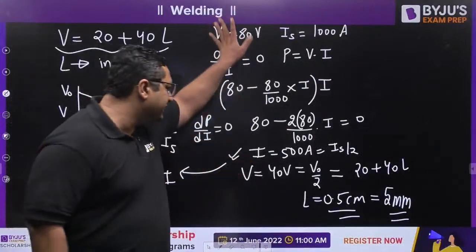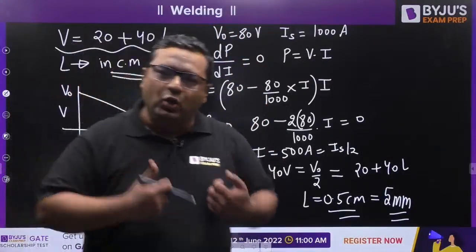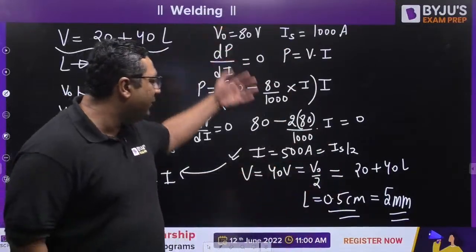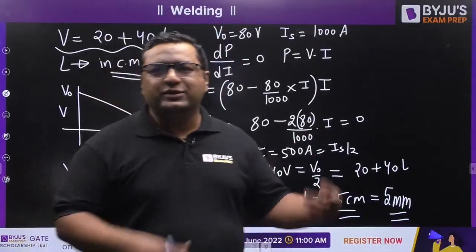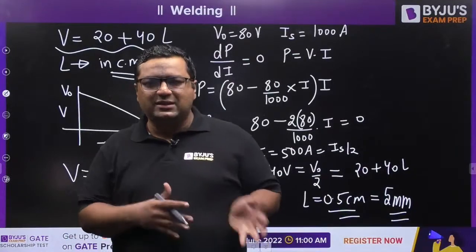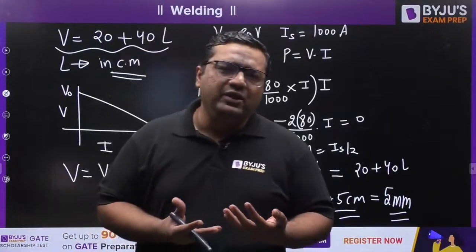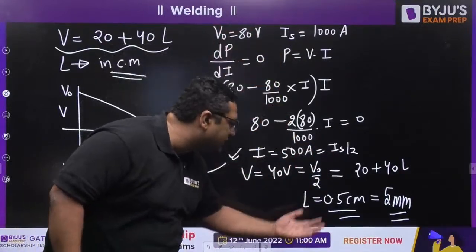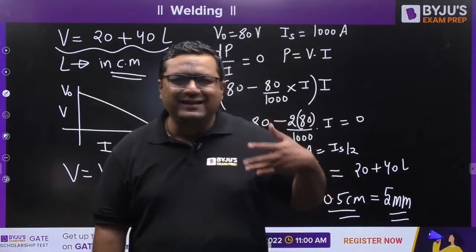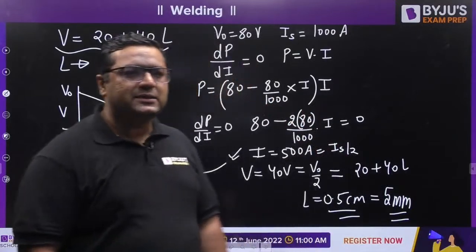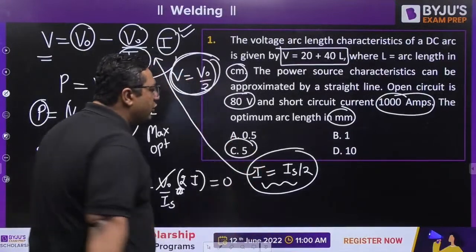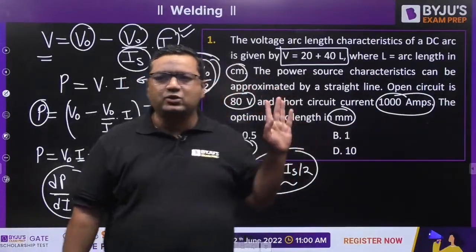Generally people are following this procedure, but when we already know that the answer is going to be V naught by 2 and IS by 2, then why are we going for this complete procedure again and again? Because many questions of this type have been asked in previous years' GATE papers. So why do we need to go through this procedure every time? Why not directly write V is V naught by 2, I is IS by 2? That would be better. That's why you will be getting the answer to be 5 mm. If they would be asking in centimeters, then A is going to be correct.